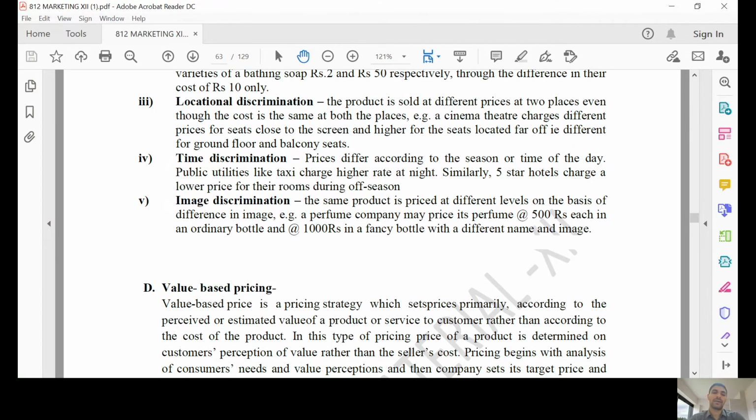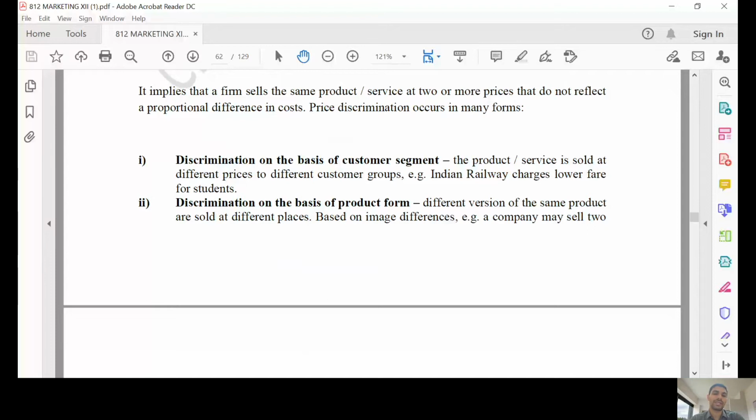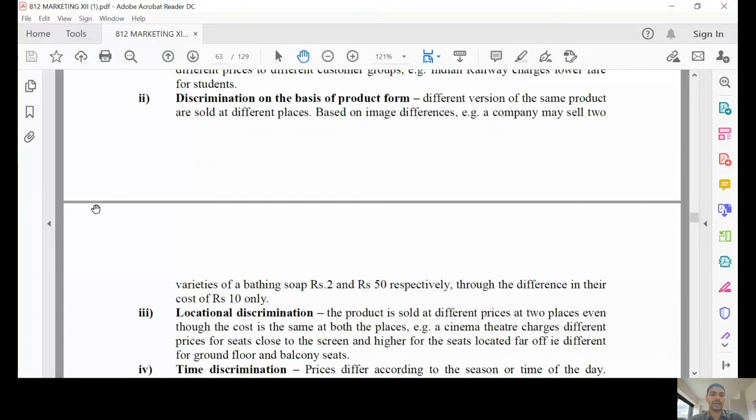Image discrimination. You take a perfume. Perfume is same. The cost of perfume is same. If you are selling the perfume in an ordinary bottle, you will sell it for 500 rupees. But the same perfume, if you are selling in a fancy bottle, you can demand 1000. So actually, discrimination happens here. Your cost is same, but price is different according to the customer segment, on the basis of product form, on the basis of location, time, and image, etc.